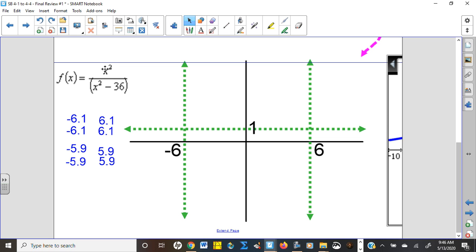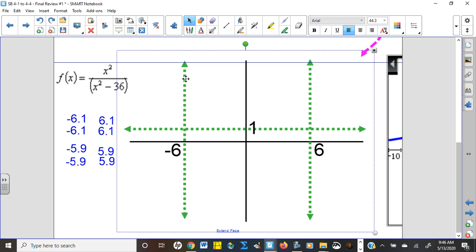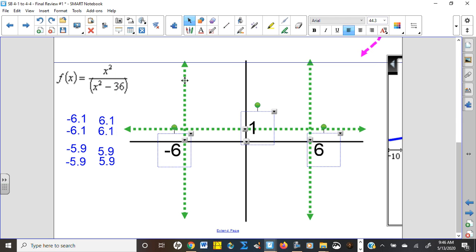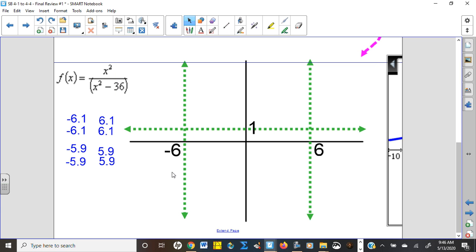And as I look at the top, I realize neither one of those is going to cancel with the x squared on top. So that means they're both vertical asymptotes. So I have two vertical asymptotes, one at negative 6, one at positive 6. And just as an added bonus, I look at the end behavior. X squared over x squared would be the end behavior model, and I know that's 1. So I know that at 1, there will be a horizontal asymptote.